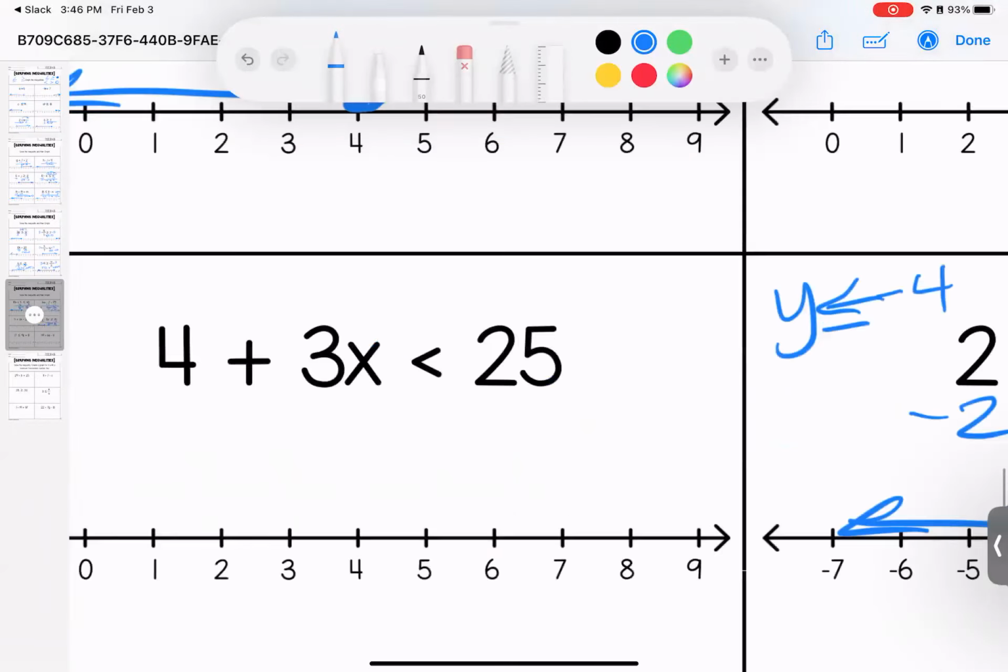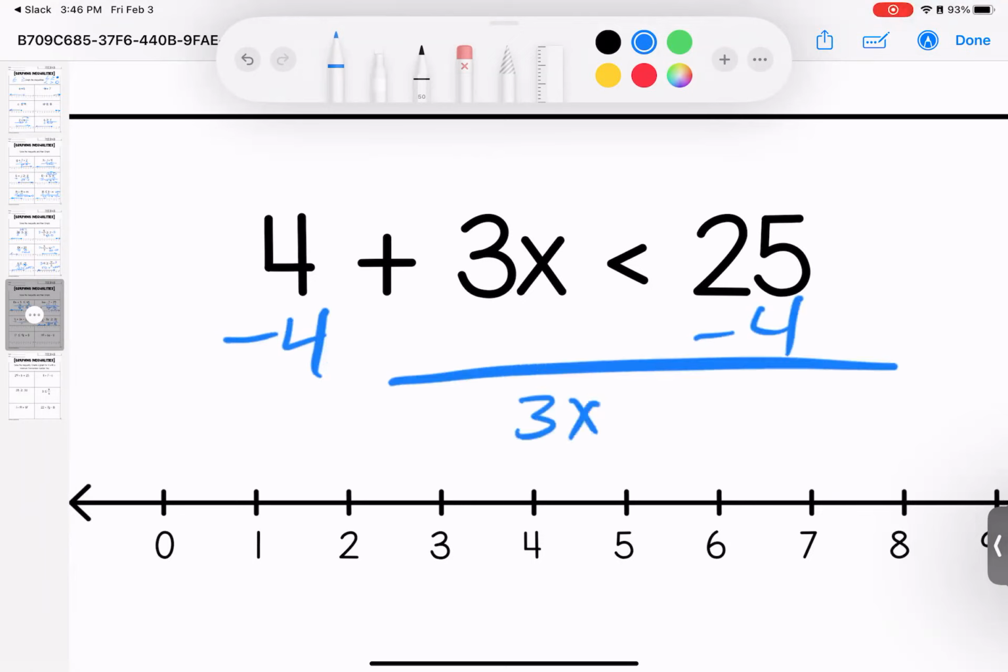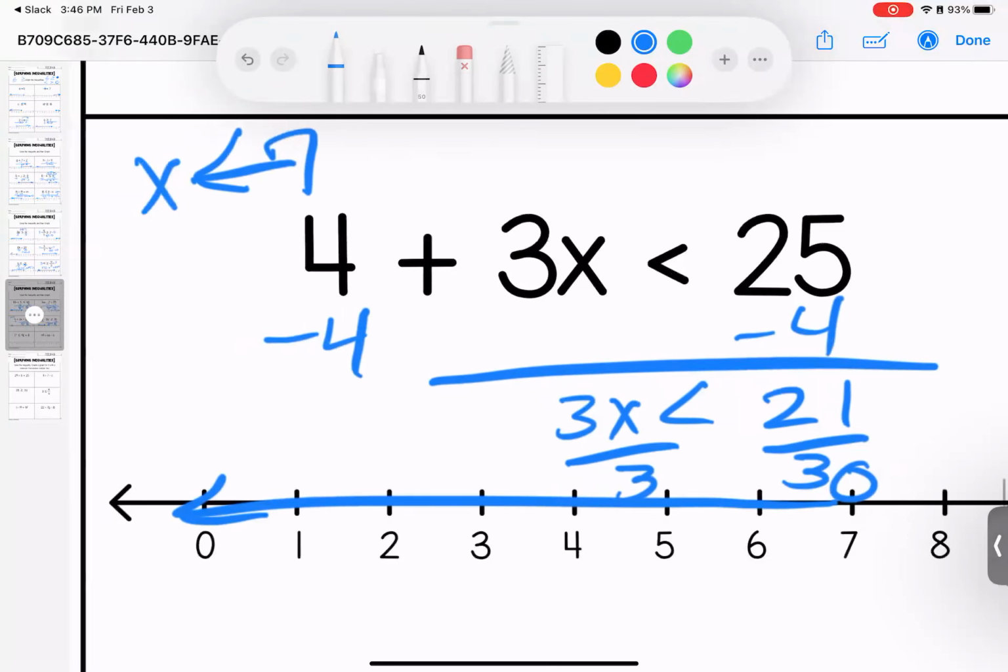All right, we have 4 plus 3x is less than 25. Subtract your 4 from both sides. We have 3x is less than 21. Divide both by 3. X is less than 7. Find your 7. Draw your arrow to the left.